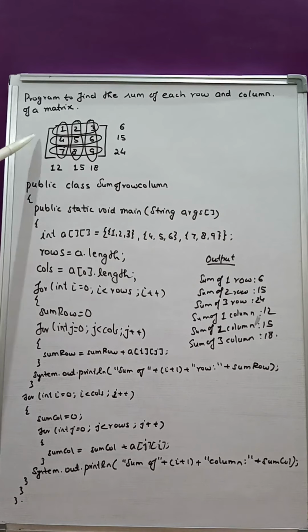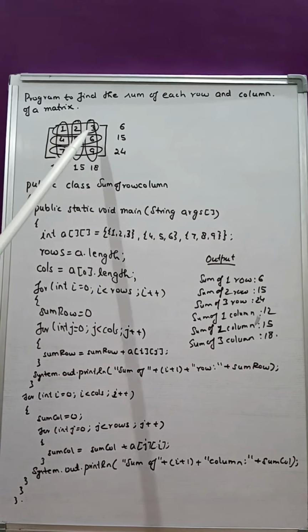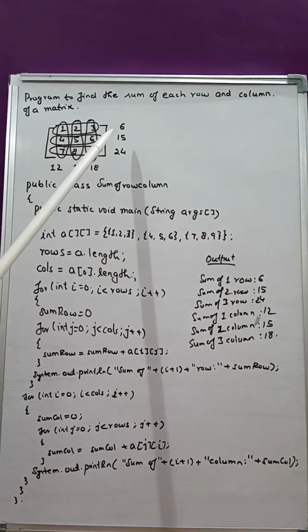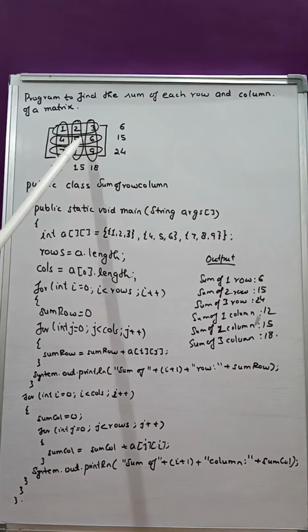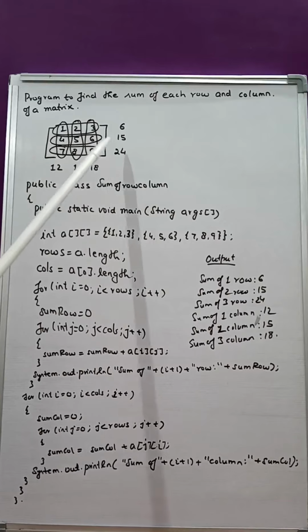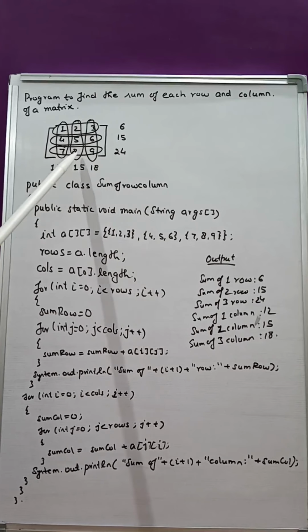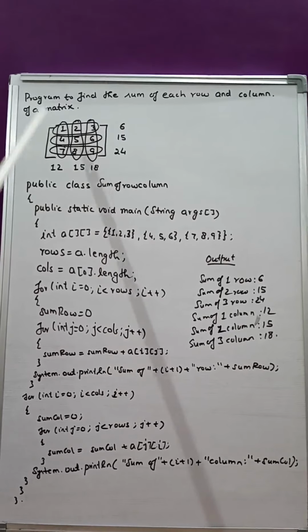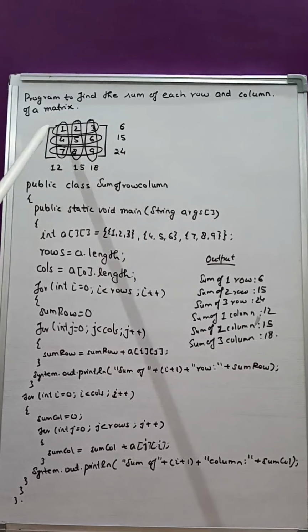So suppose a matrix is provided. In that matrix, we need to calculate the sum of each row. That means 1, 2 and 3 are in the same row, and the addition of it is 6, so 6 is written over there. 4, 5 and 6: 4 plus 5 is 9 and plus 6 is 15, so 15 is there. 7 plus 8 is 15 and 9 makes 24. So you can see the addition of all the elements of a particular row.